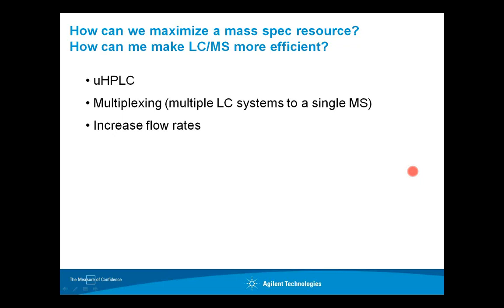Multiplexing LC systems, so this is staggering your injection into the mass spectrometer and using multiple LC systems, because a liquid chromatography system is a much less expenditure than a mass spec. This has been another solution. And then increasing the flow rates to speed up the chromatography step in the process has also been a strategy that has been used.